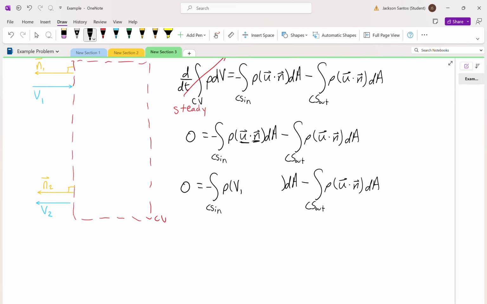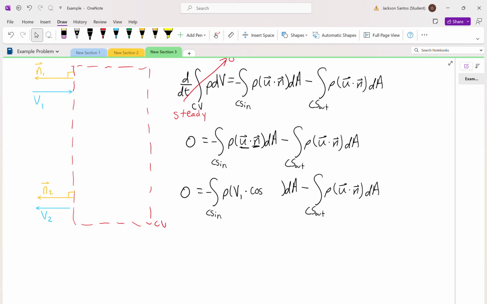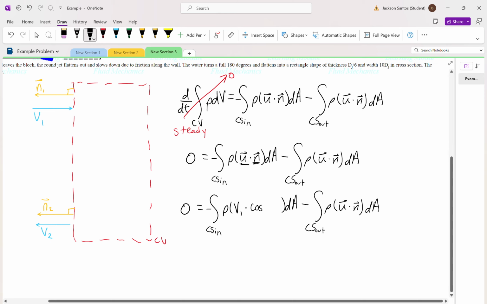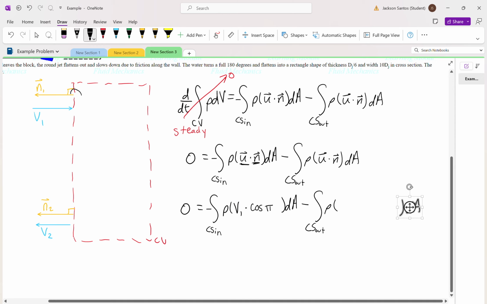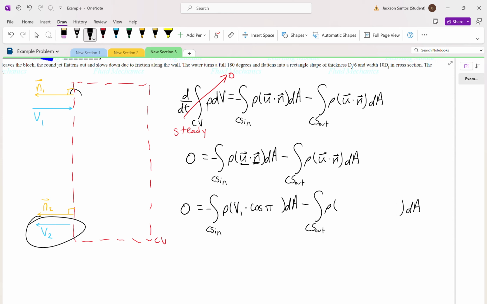And then it's going to be dotted with our normal vector, which is going to be cosine of the angle that it makes with the control surface. In this case, right here, it's going to be an angle of 180 degrees, or pi, just like that. And it's going to be the same thing for this guy over here. Something to take note of is that now the velocity vector is going in the opposite direction, so it's going to be a negative V2 dotted with a cosine of pi again.